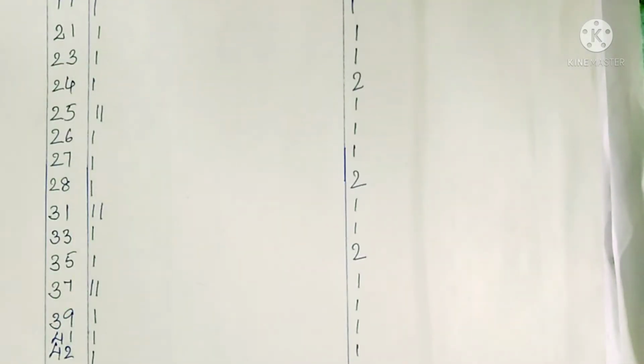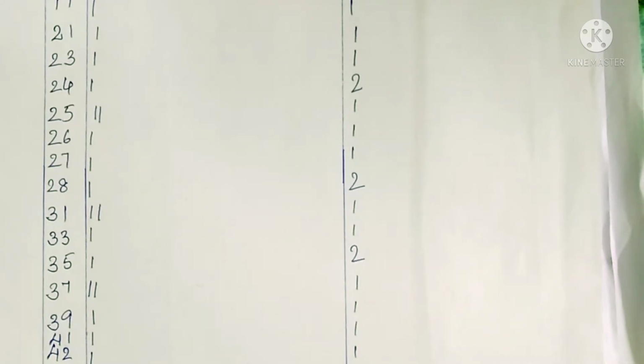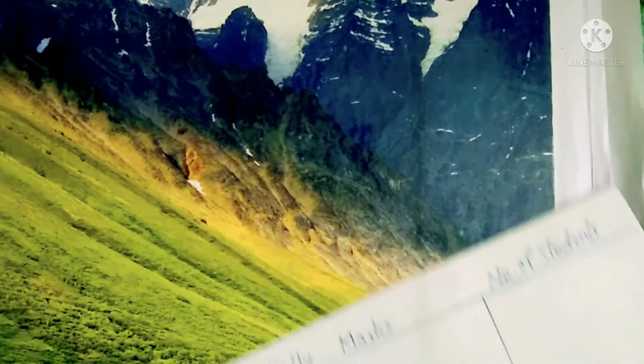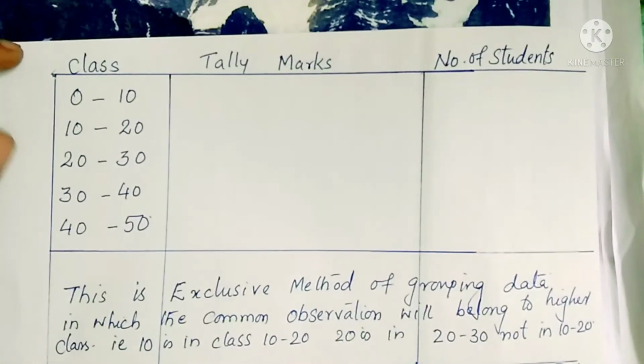But when you make a table like this, it becomes very difficult for us to classify or analyze that particular class of students. To make the study of the students' scoring easy, what we do is we make a grouped frequency distribution table. Now let us see how to make a grouped frequency distribution table.